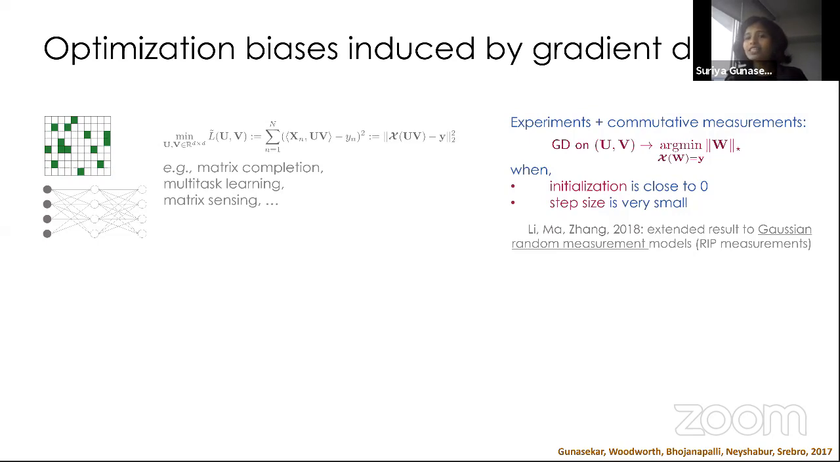This happens under very specific choices of hyperparameters. Specifically, this happens when the initialization is very small and also the step size is very small. For theory, we need to quantify what this small means. But empirically, for the purpose of this talk, we'll just say that when we take the initialization to be very close to 0 and the step size to be very small, we do observe that we converge to a minimum nuclear norm solution. A follow-up paper extended our limited theory result to much more general settings with Gaussian measurements.